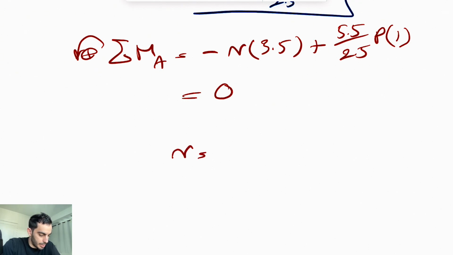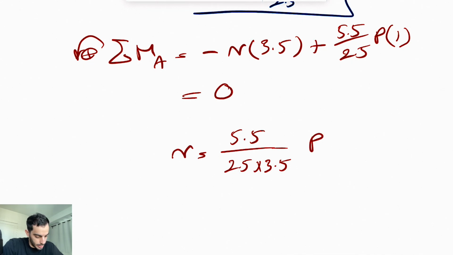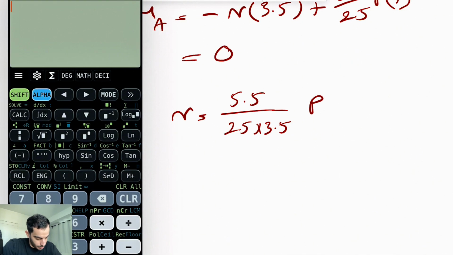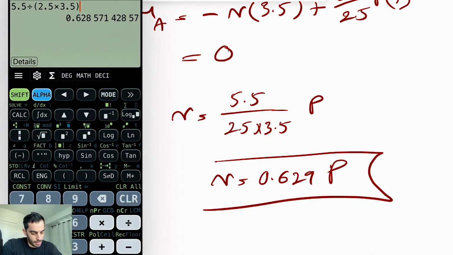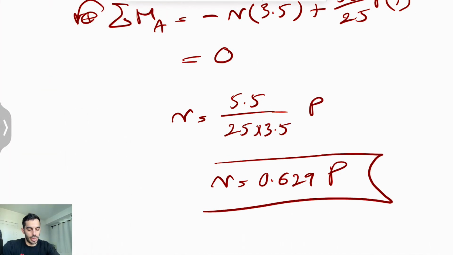So our N would be 5.5 over 2.5 times 3.5 P, and let's see what we get. 5.5 divided by 2.5 times 3.5, and our N is going to be 0.629 P, and this is going to be the final answer for this question.